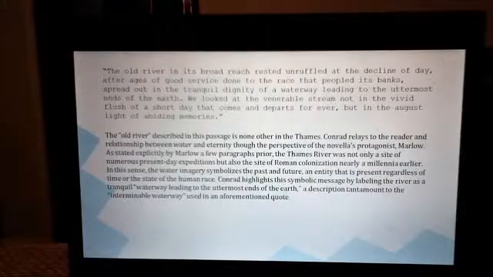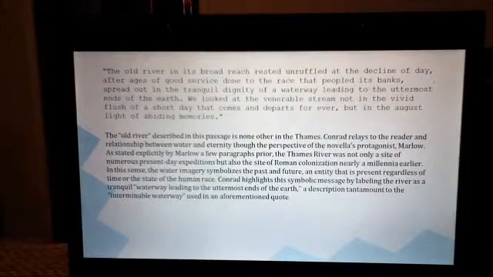So as stated explicitly by Marlowe a few paragraphs prior, the Thames River is not only the site of numerous present-day expeditions, including those that are going off on their various imperialistic ventures, but also the site of Roman colonization and various other journeys that occurred nearly a millennium earlier. So in this sense, water imagery symbolizes the past and the future, and it kind of acts as an entity that is present regardless of time or the state of the human race.